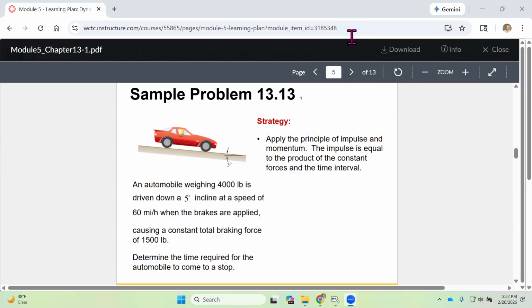The brakes are going to be applied at a constant rate, a constant braking force, and that braking force is 1,500 pounds. They want us to determine the time required for that automobile to come to a stop. So what we're going to do is use the impulse momentum approach to solve this problem.